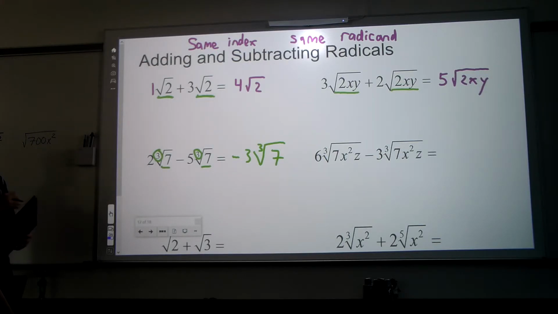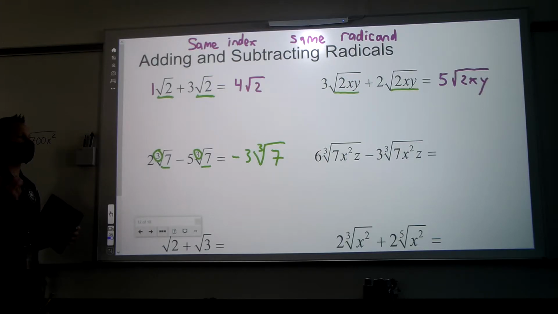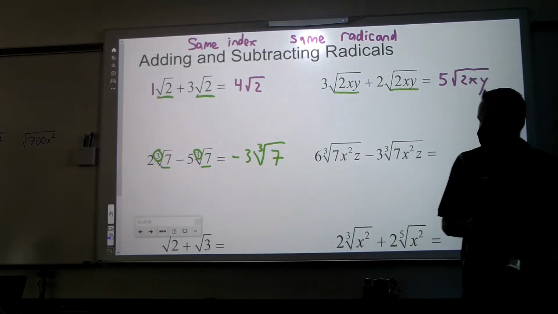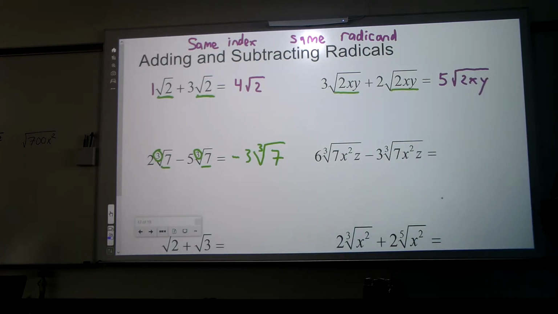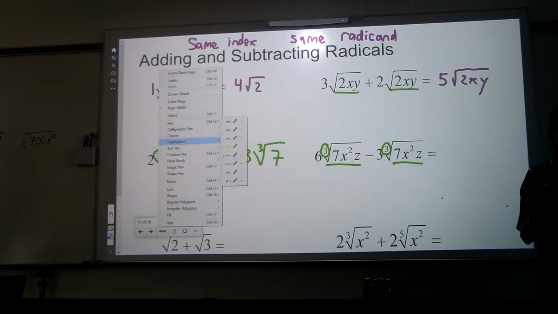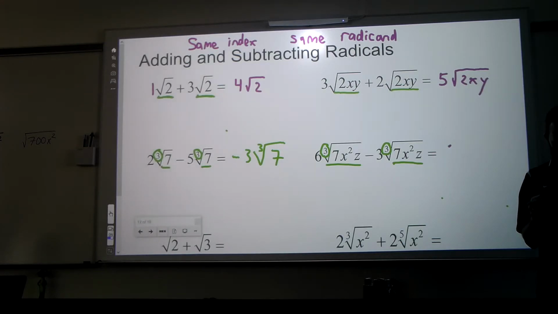Okay. Let's do this next one here, guys. This one looks super scary, right? Cube root of 7x squared z. But it doesn't matter how scary looking it is. If you're adding and subtracting, you're just checking, are they both cube roots? Yep. Is the part under the root the same? So then what do you do with our coefficients? Just subtract it. We're going to do 6 minus 3 is just 3. So this will be 3 cube roots of 7x squared z.